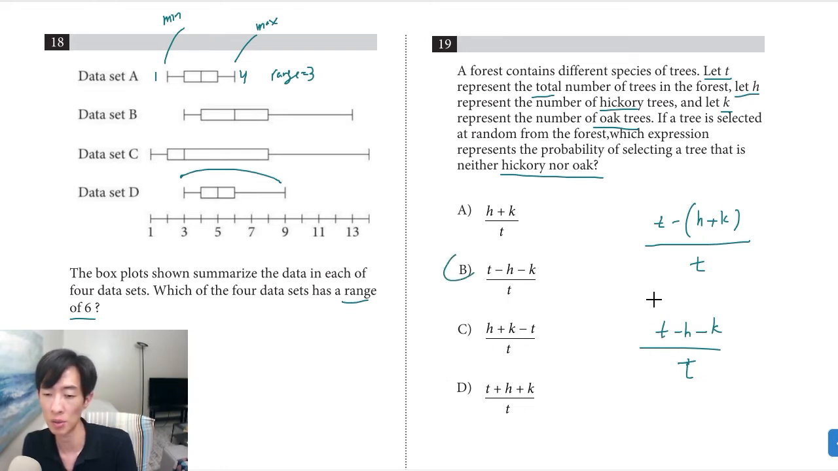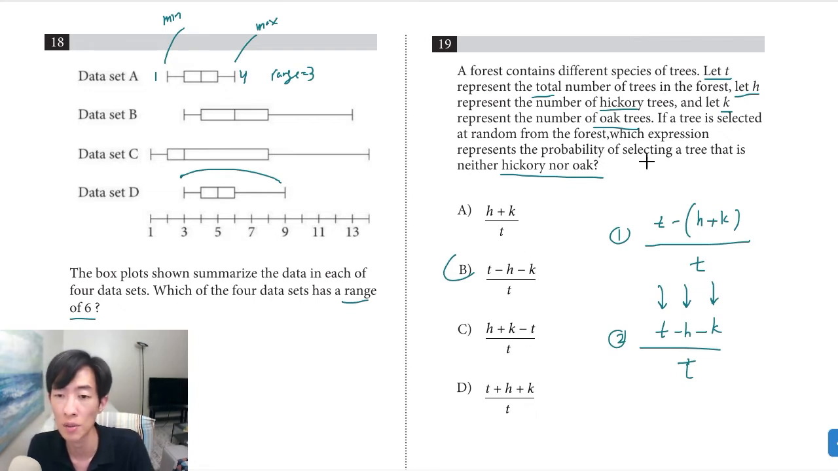But you can think of this conceptually also, right? Because if you start off with the total, you subtract out the hickory trees, and then you subtract out the, what is K? The oak trees. Yeah, you're going to be left with the trees that are not hickory and not oak. So whichever one was more intuitive to you, expression 1 or 2, it doesn't really matter. Or you could have picked numbers and then worked it out and see which one made sense.